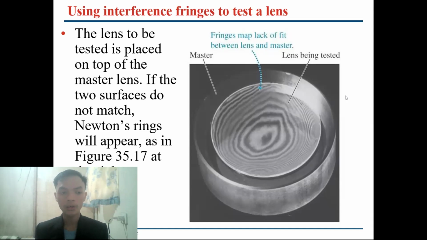Optical engineers use Newton's rings to test lens quality. If the test lens perfectly matches the master lens, the rings disappear. Any mismatch creates fringes, mapping surface imperfections. This technique ensures lenses meet high precision standards.